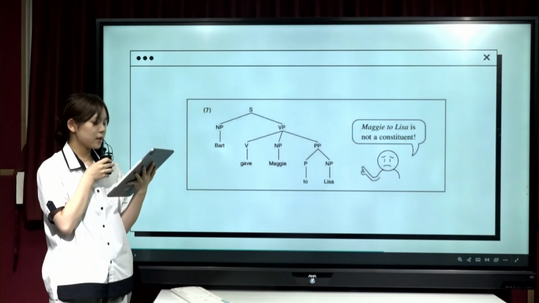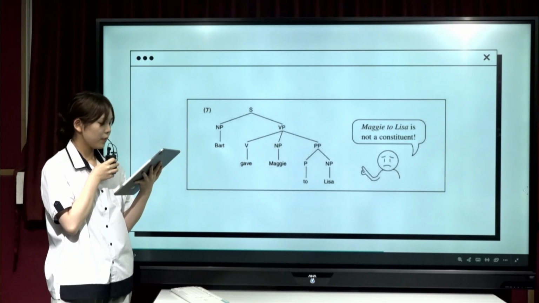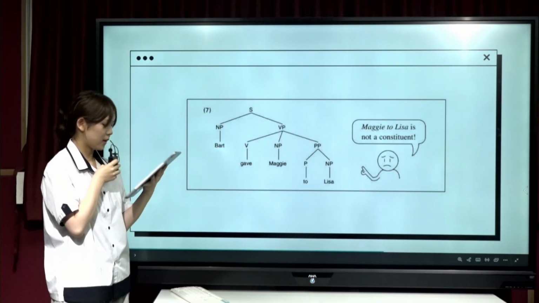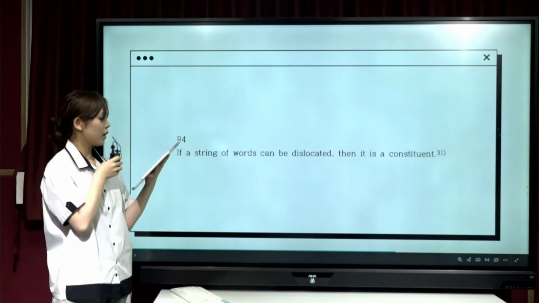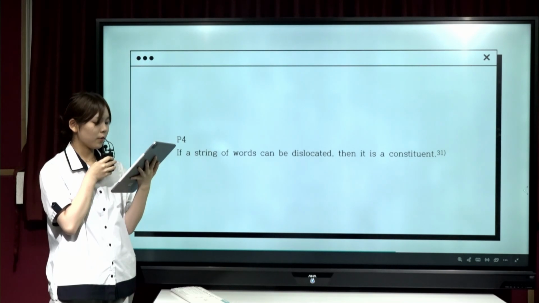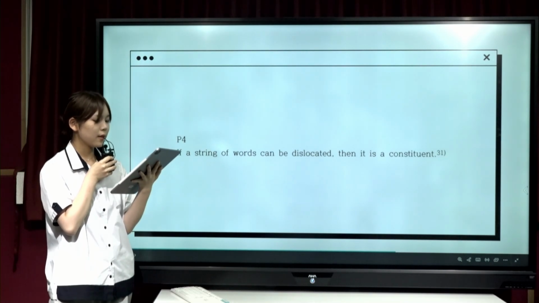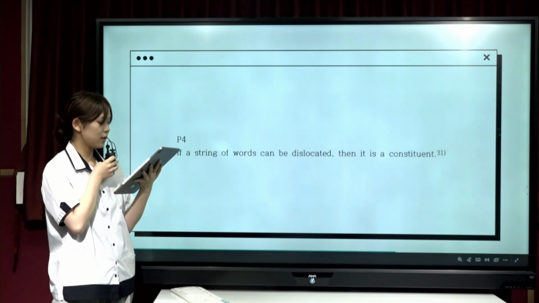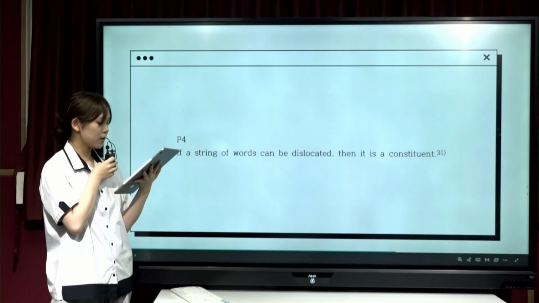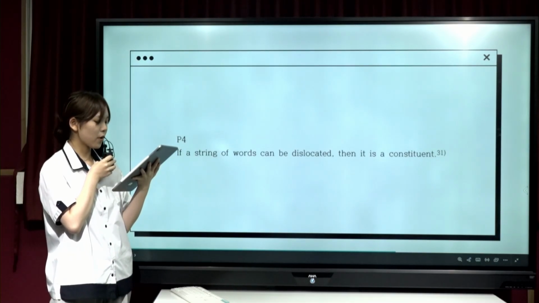This leads us to principle 4, or P4. P4 states, if a string of words can be dislocated, then it is a constituent. In other words, only constituents can be moved to the front of a sentence.